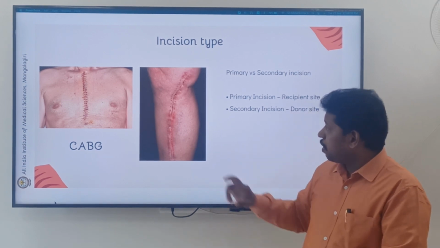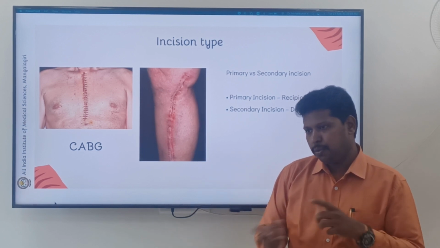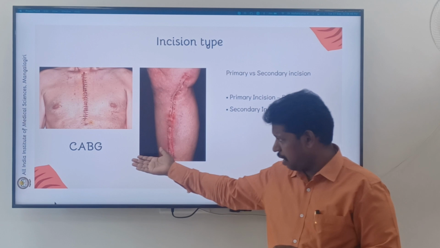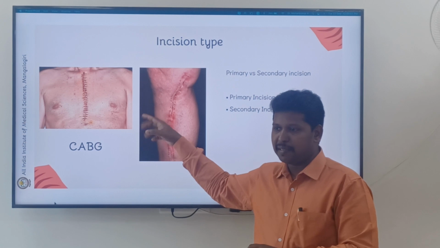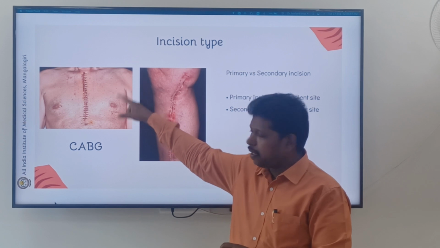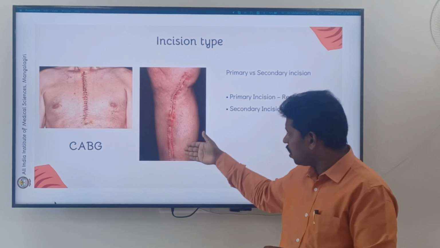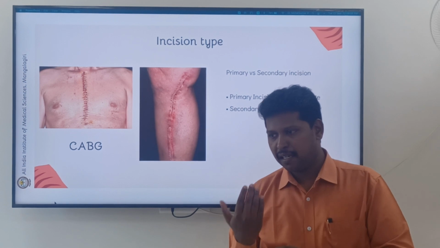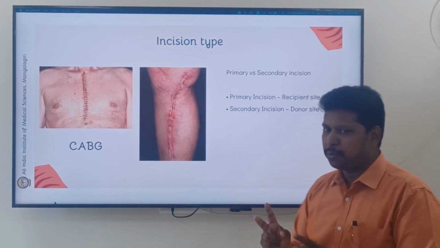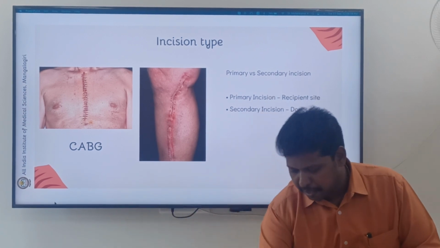Incision type can be primary as well as secondary. At the same time, in a patient, two simultaneous surgeries can happen. Like a CABG patient, coronary artery bypass graft surgery, the primary incision is your recipient site. From here, the vein will be taken, the donor site, and the vein will be inserted in the recipient site. So the recipient site is the primary incision. The donor site is considered a secondary incision. So a superficial surgical site infection can be two: superficial primary surgical site infection, and superficial secondary surgical site infection.